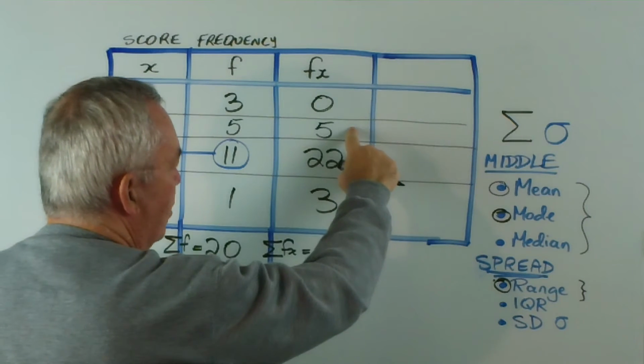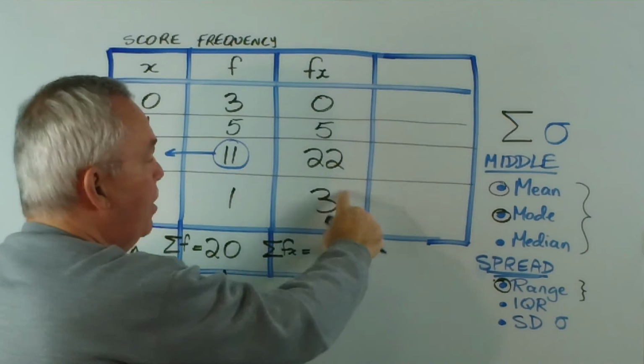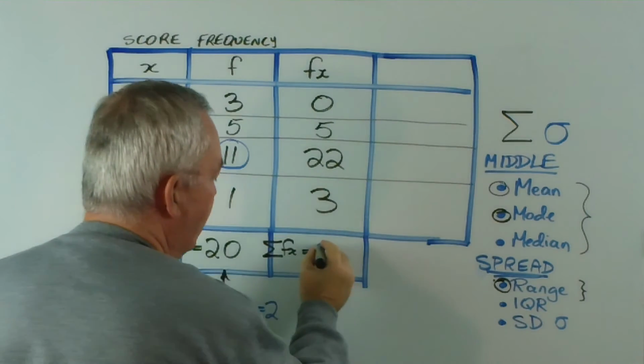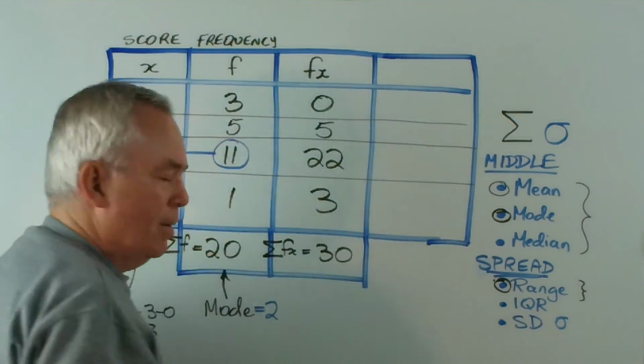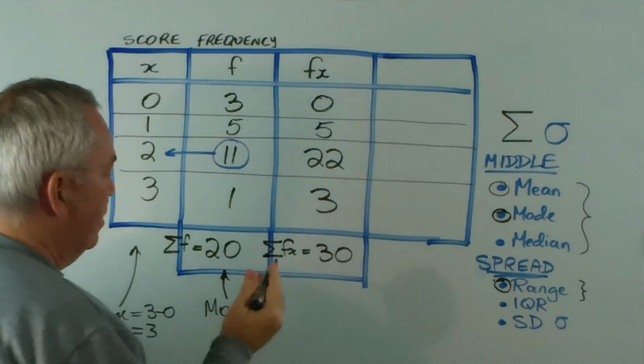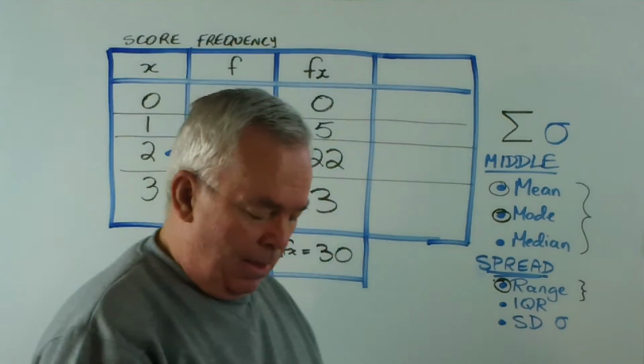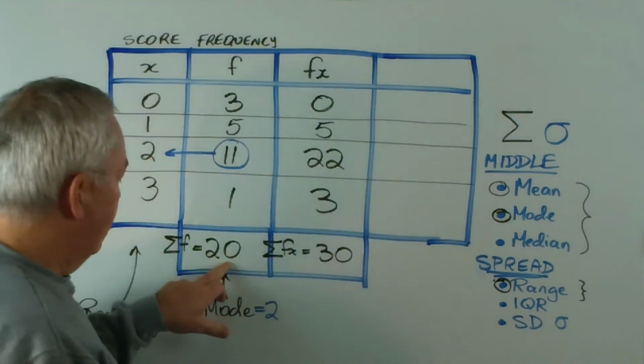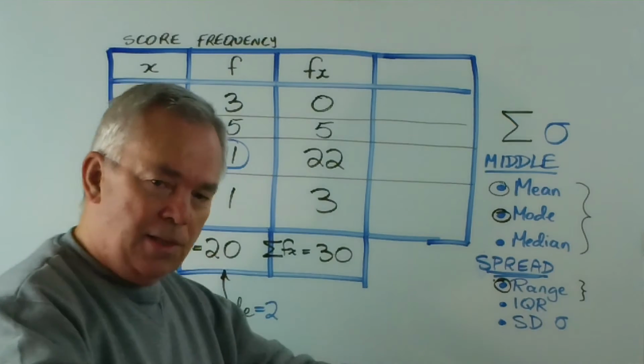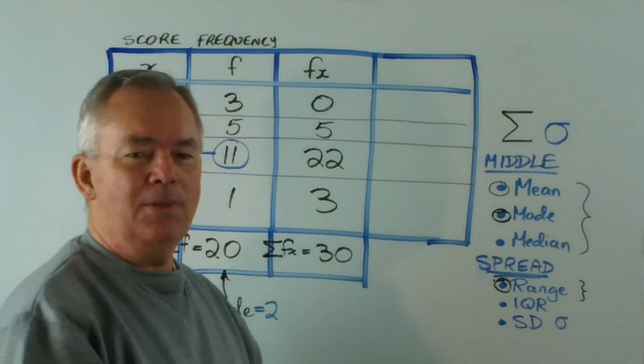we get 5 and 3. Oh, this works out well. 5 and 3 is 8. We get 30. Now, I just randomly chose these numbers, so that's not bad. We get 30 pets. So we've got 20 children in this class. They've brought 30 pets to school.